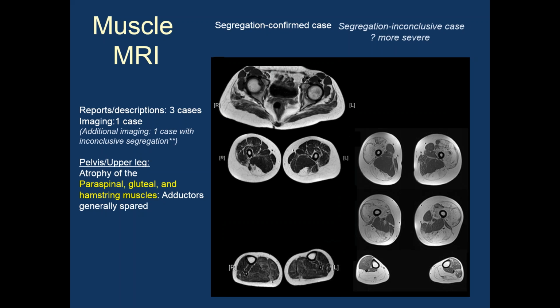And in general, what we saw in all of the descriptions and imaging was atrophy of a particular subset of muscles, so the paraspinal muscles, the muscles that support the spine, the gluteal muscles, so the buttock muscles, and the hamstring muscles. So those are the muscles at the back of the thighs. And in general, the adductors, so those are the internal thigh muscles, were spared. And in the lower leg, the posterior compartment, so that's really your calf compartment, tended to be involved, but how much involvement, so how much white tissue there was on the cross-sectional MRI, was quite variable.